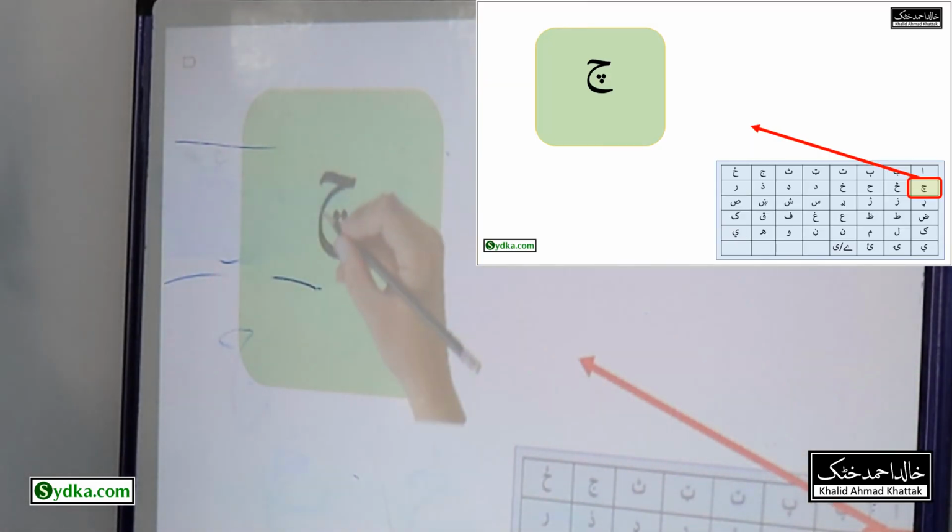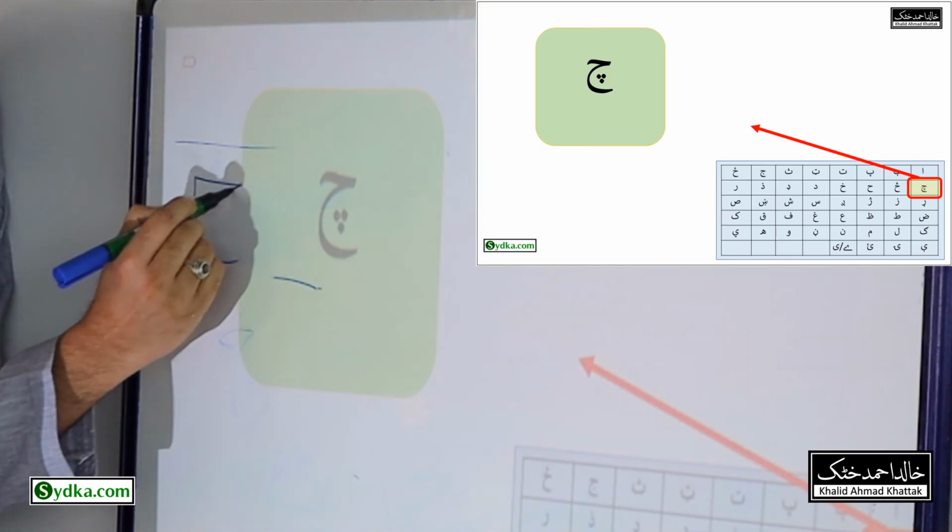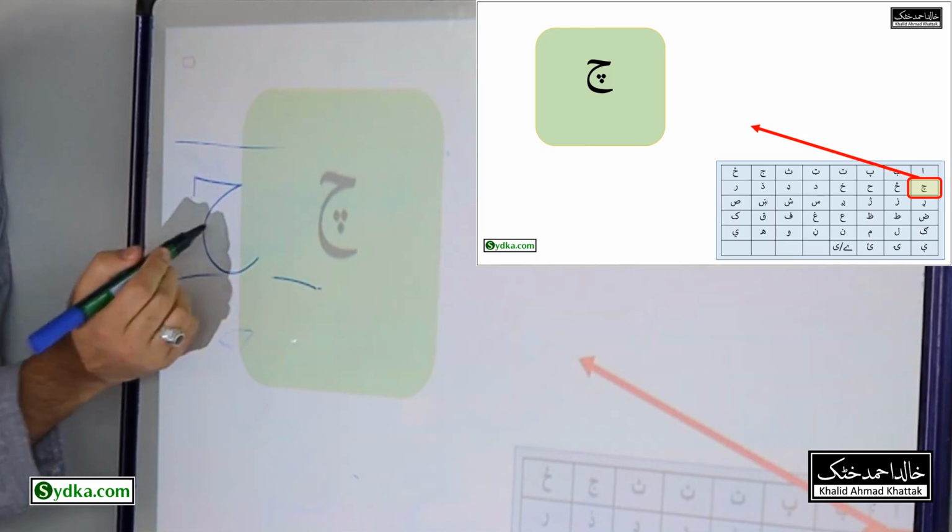Hey, Che, same as Jim. The difference is 3 dots in the middle. So we start from here, go to the right, make the circle, and 3 dots.